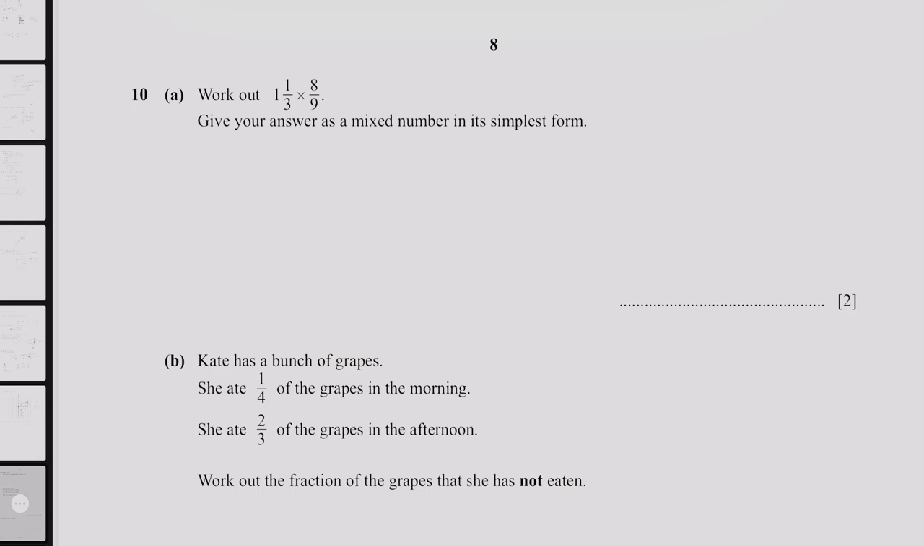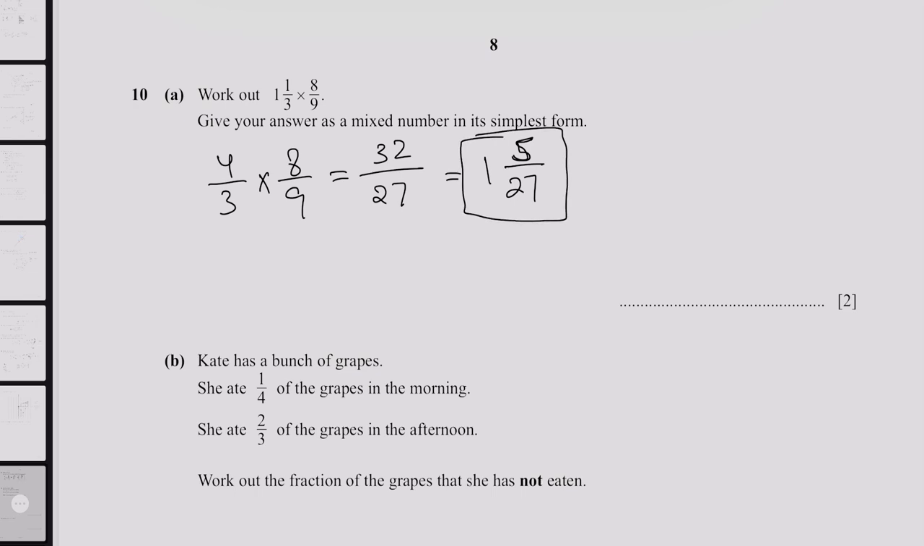So let's rewrite this. 3 ones are 3 plus 1, so 4 over 3 multiplied by 8 over 9. I cannot simplify this more, so I'll just directly multiply it. 4 times 8 is 32, and 3 times 9 is 27. I can write it as a mixed number. So 1 and 32 minus 27 is 5, so 1 and 5 over 27. This is going to be our answer as a mixed number in its simplest form.